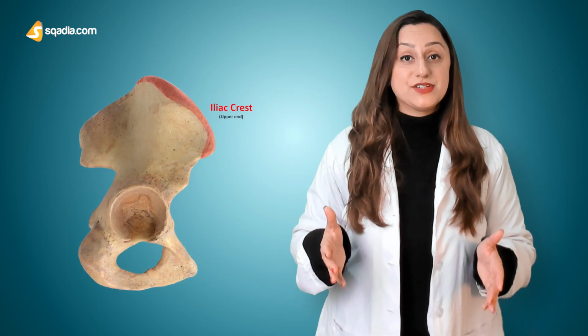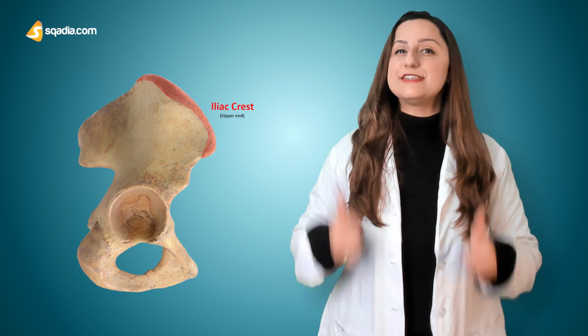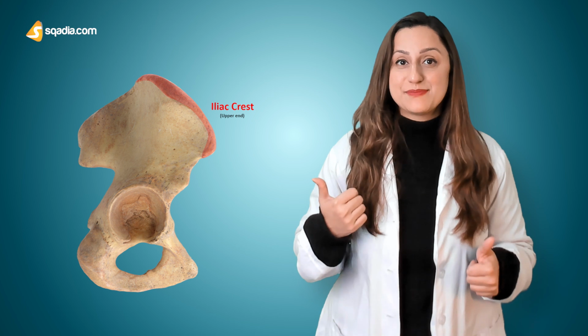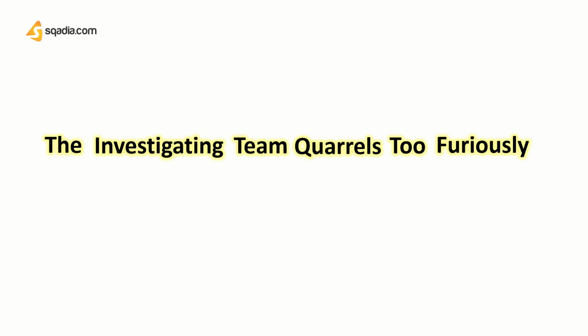Now let's consider the iliac crest to act as a defense force. It's even shaped like a shield, isn't it? Imagine there's been some sort of a street quarrel going on, and the investigating team reaches the crime scene. To help you remember the attachments provided by the iliac crest, let's remember this mnemonic. The investigating team quarrels too furiously.